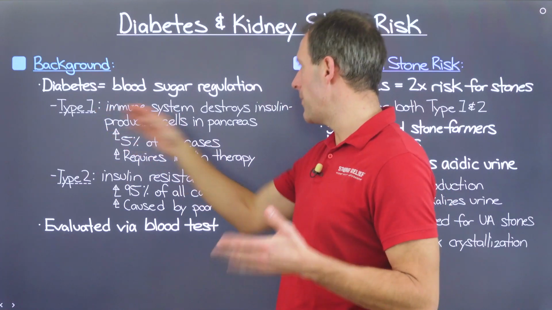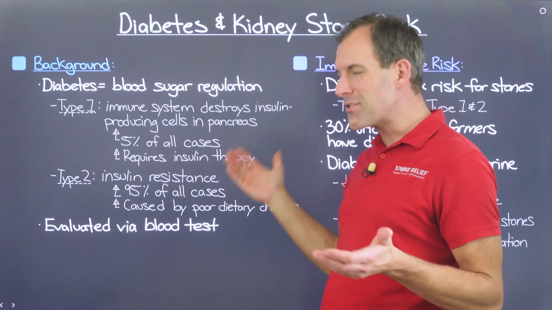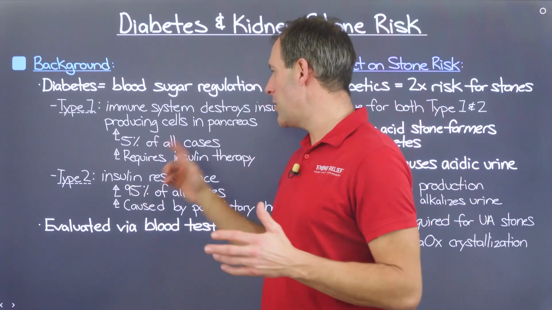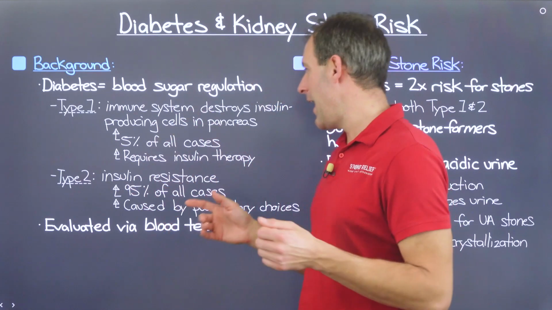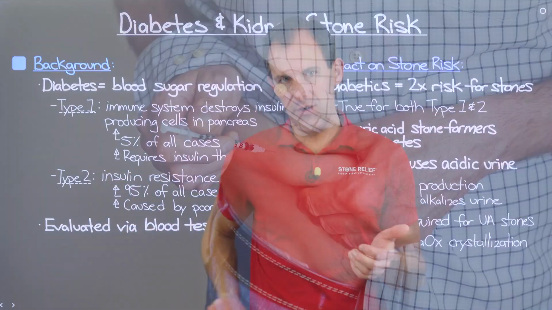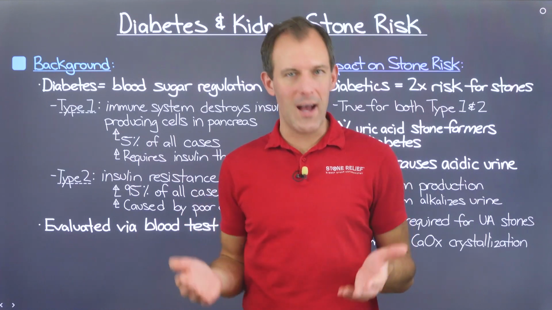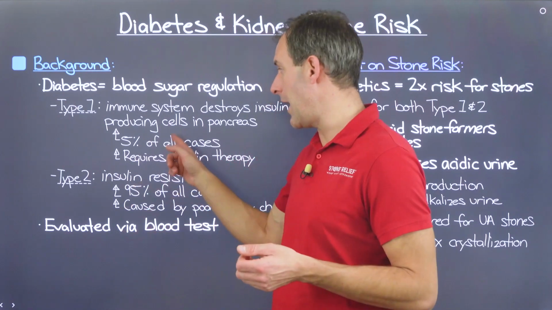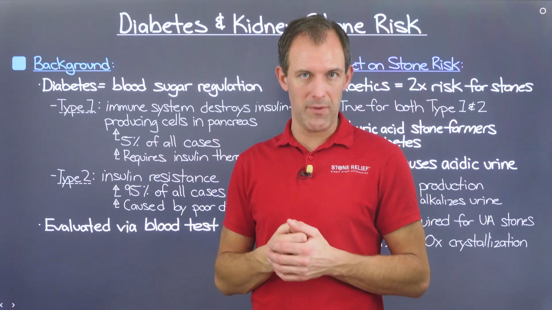Type 1 is where the immune system is destroying insulin-producing cells in the pancreas. Fortunately, only about 5% of all cases are type 1. And this requires insulin therapy. So these are individuals who are injecting and managing their insulin with exogenous sources of insulin because their body is not regulating it appropriately. But fortunately, again, it's only about 5% of the population that suffers from this genetic type of diabetes.